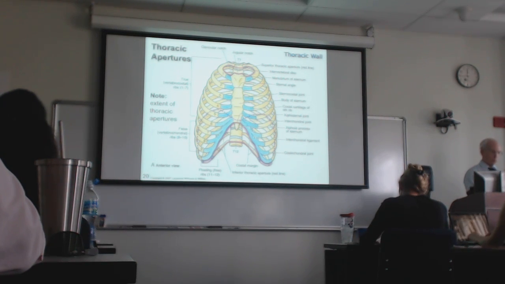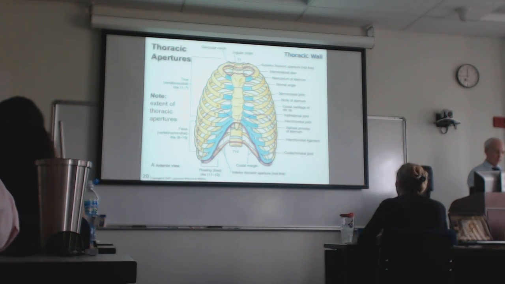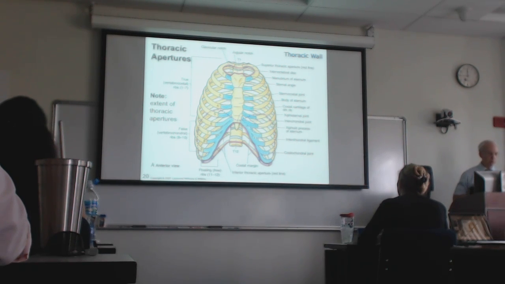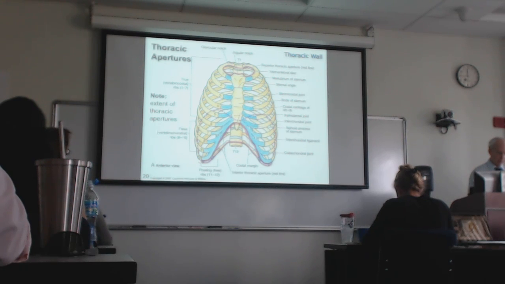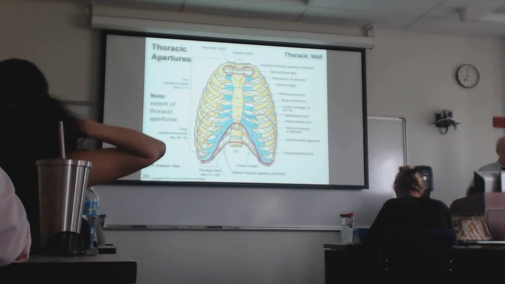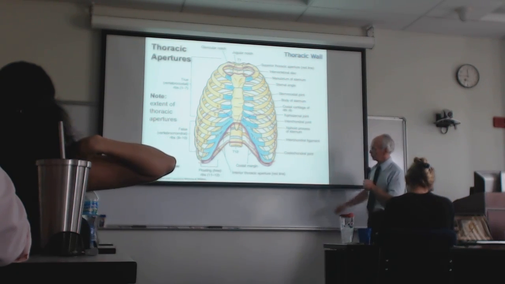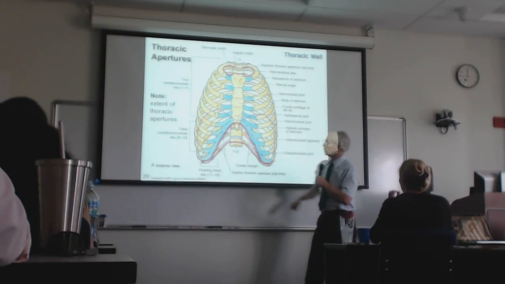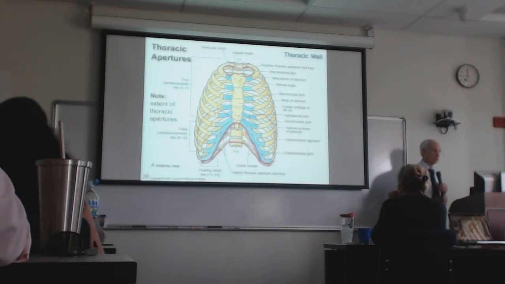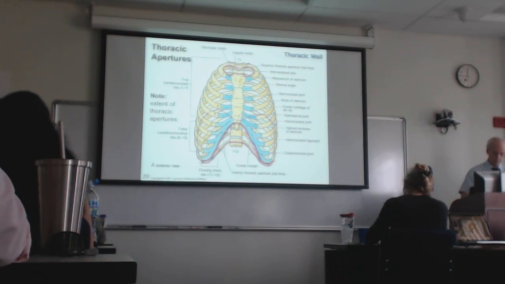Superiorly, we have something called the thoracic inlet. And the thoracic inlet is framed, as you can see there, by the spinal column, the first rib, and the sternum. And then inferiorly, you have the thoracic outlet. The thoracic outlet is just the inferior margin of the costal margin and the spinal column and so on, sort of indicated by the purple lines there. Thoracic inlet superior, and the thoracic outlet inferiorly.